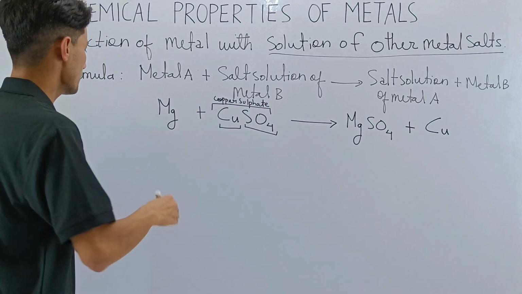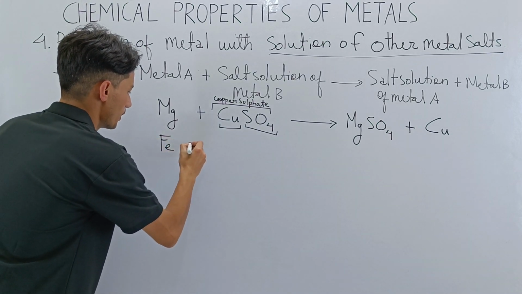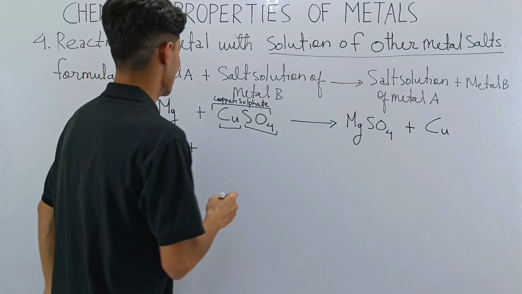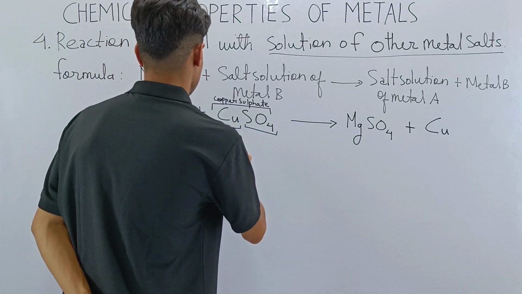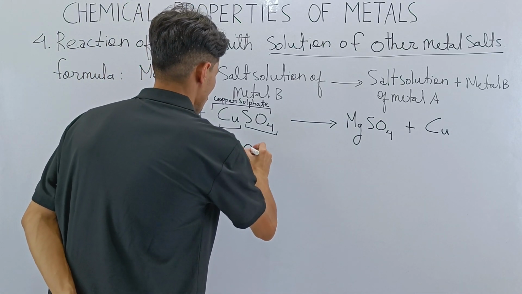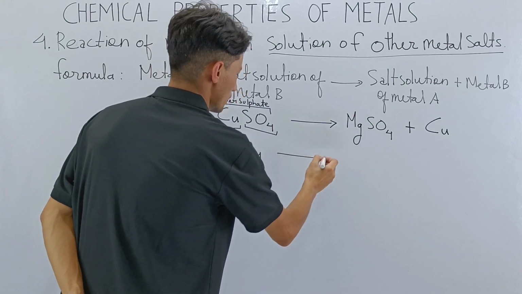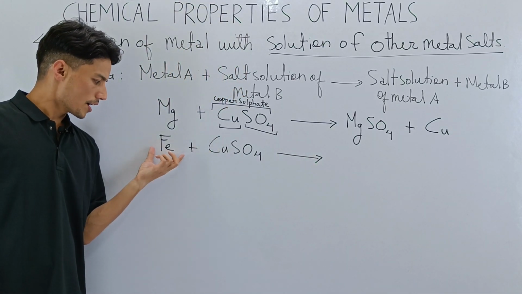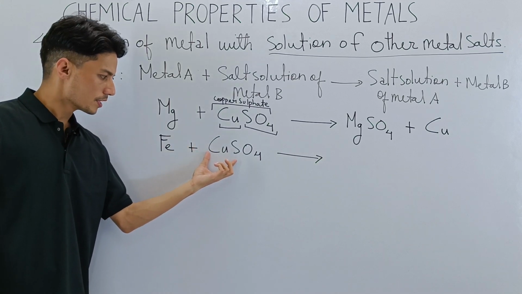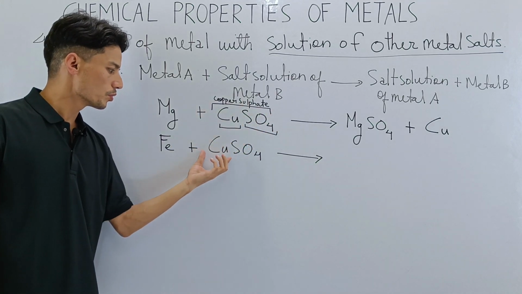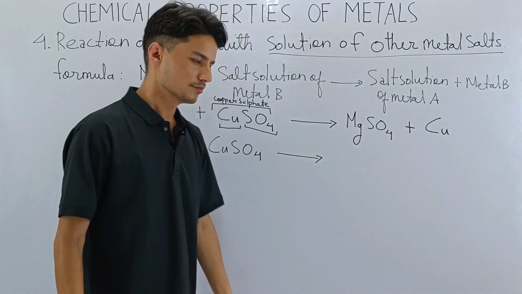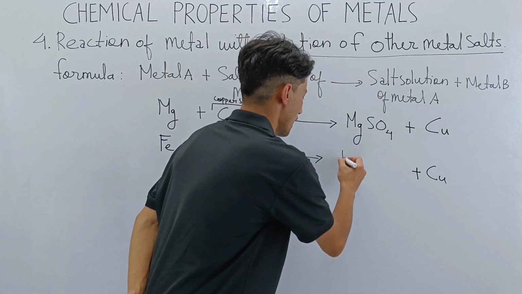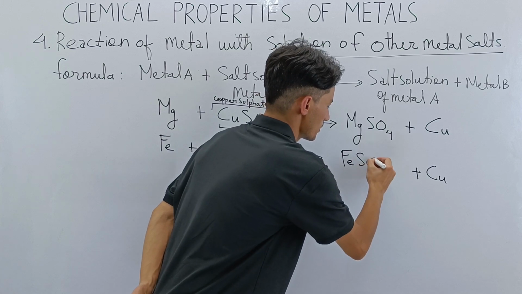Magnesium taken, then let's take iron, Fe, plus the same copper sulfate solution, CuSO4. Now you know what will happen. Same story. Iron is more active than copper. Iron displaces copper. Copper will be removed and will go and take the place of iron. So copper will be here, and now iron will form a solution with sulfate.